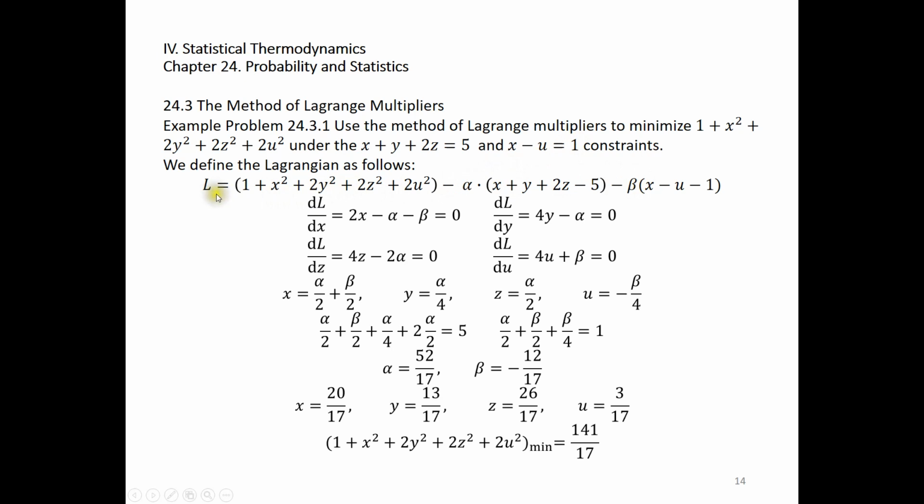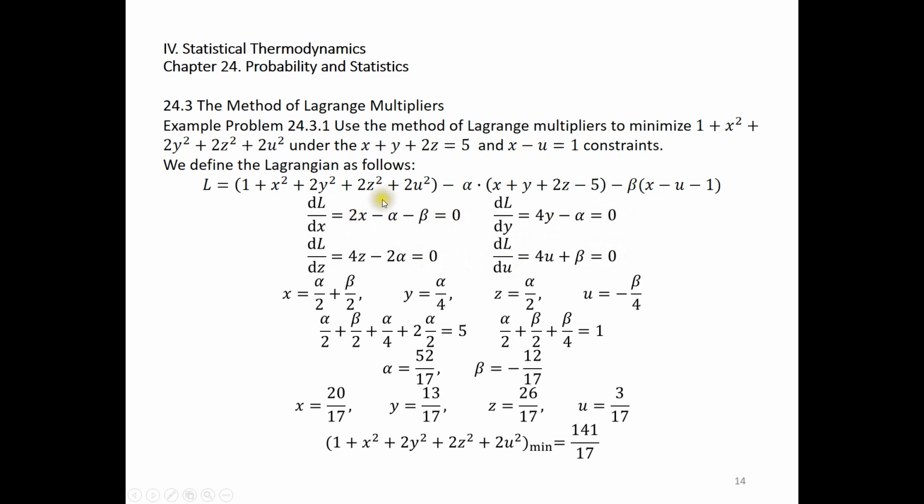So L is defined to be the function to be minimized, and then minus alpha times this constraint: x plus y plus 2z minus 5 must be 0, and minus beta times this constraint: x minus u minus 1 must be 0. And I put two Lagrange multipliers in front of these two constraints. Now I'm going to do dL over dx should be 0, dL over dy should be 0, dL over dz should be 0, dL over du should be 0.